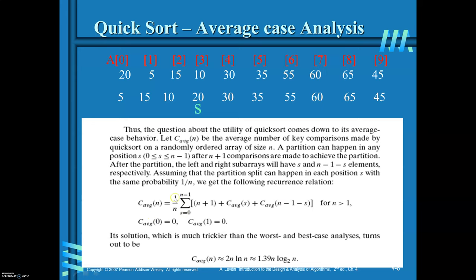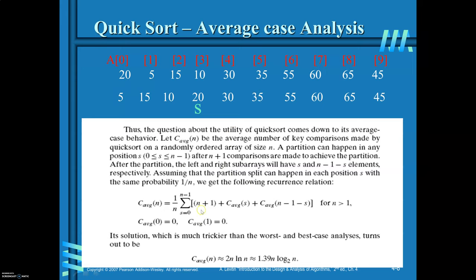C average of n equal to 1 by n summation S equal to 0 to n minus 1. The number of comparisons required in order to find the partitioning position is n plus 1. With that, you will be getting two subarrays. The first subarray containing S elements and the second subarray containing n minus 1 minus S elements. This is when n is greater than 1, and when n equal to 0, no comparisons, and when n equal to 1, there is no requirement to do the comparison at all. So when you solve this recurrence relation, the final answer you are going to get is this. Look at here. So this average case is illustrated with this example.